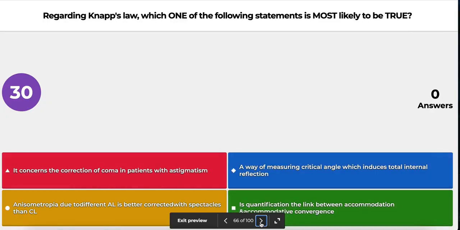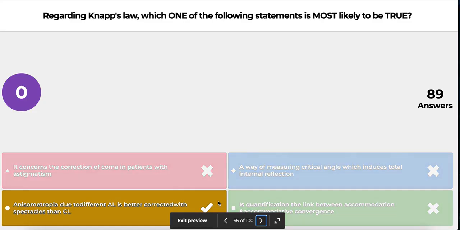Next question, about Knapp's rule. According to Knapp's rule, it concerns the correction of coma in patients with astigmatism, or it's a way of measuring the critical angle which induces total internal reflection, or anisometropia due to different axial lengths is better corrected with a spectacle than contact lenses, or it is a quantification method to link between the accommodation and the accommodative convergence. So see, here is the right answer.